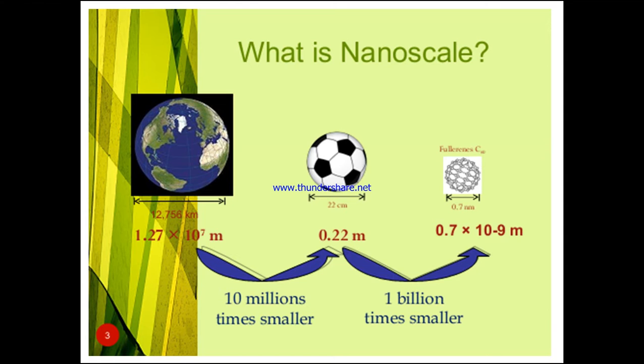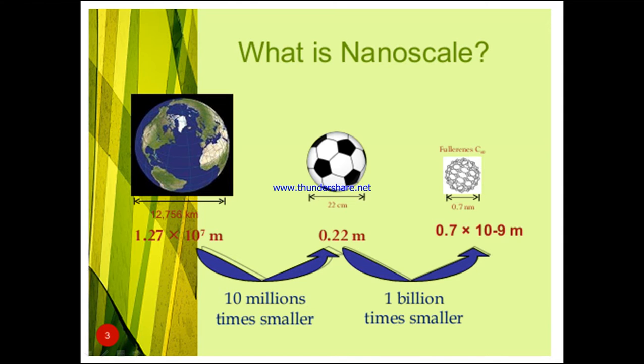When we go from the first figure to the last, we have 1.27 × 10^7 meters. The bigger one is at the macro level, and 0.22 meter is 10 million times smaller than the macro level, that is the micro level. In the same way, 1 billion times smaller than the micro level, what we call the nanoscale, is 0.7 × 10^-9 meter. We call this a nanoscale here.